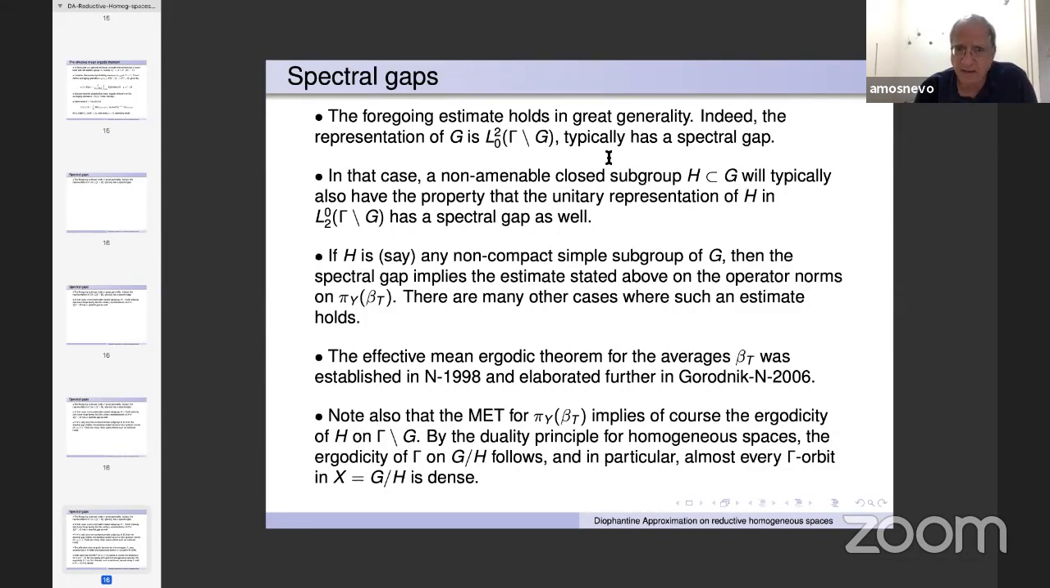Maybe I should say, although I'm sure everybody realizes this, that if you have the mean ergodic theorem, then it's a one-line exercise in ergodic theory to show that H is ergodic on G mod gamma. And then it's a standard argument, by the duality principle for homogeneous spaces, that the ergodicity of gamma on G mod H follows. In particular, almost every gamma orbit in X equals G mod H is dense. This was one of the assumptions on the first slide.